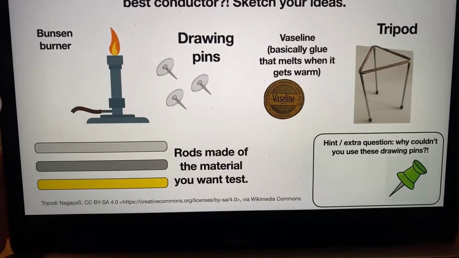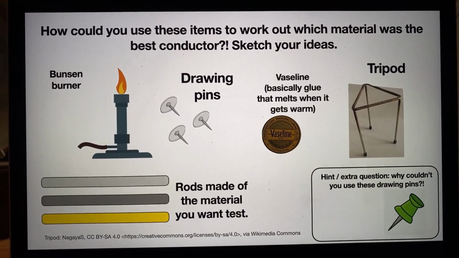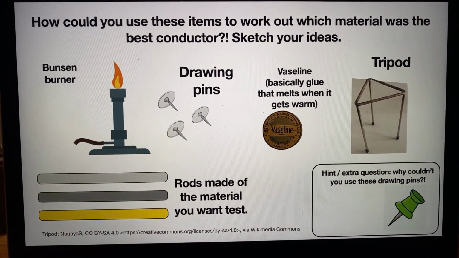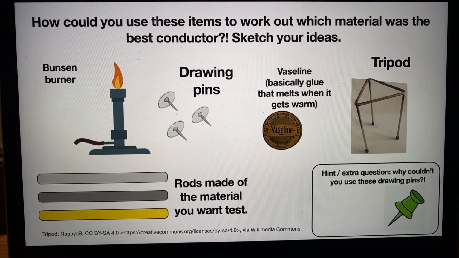You can't use the drawing pins since there is nothing to stick them into that will not break the tip of them. No, you need to be thinking about what we've just talked about, what allows heat to travel through it and what doesn't. These ones have got a metal end and these ones have got a plastic end. What on earth is this experiment where you can't use drawing pins with plastic ends, eh?